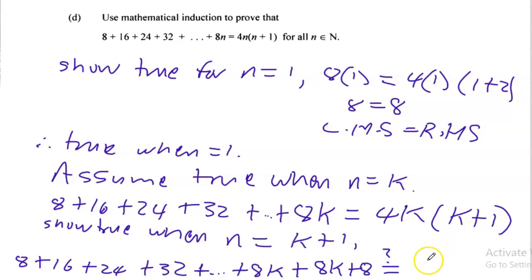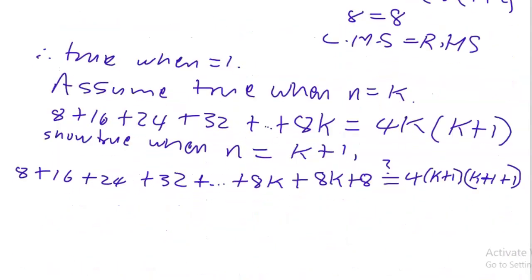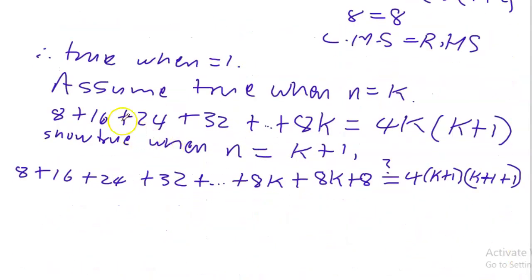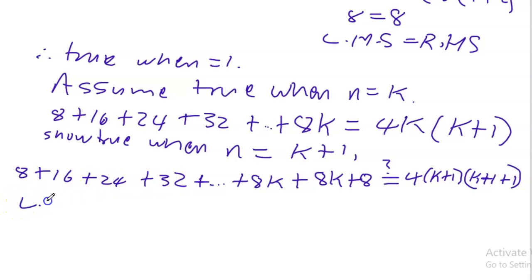So 4 times n becomes 4 times k plus 1. And in the bracket, we have replacing n with k plus 1. So it's k plus 1 plus 1. And our task is to show that the left hand side is the same as the right hand side. Now let's do that. Now, left hand side.